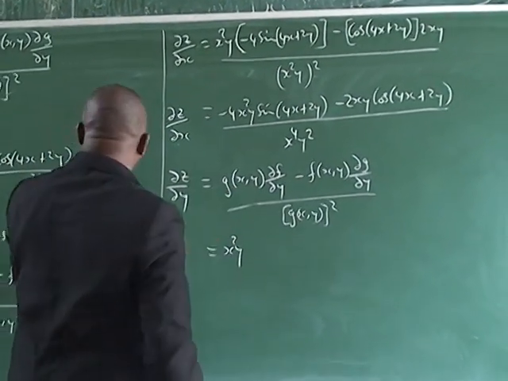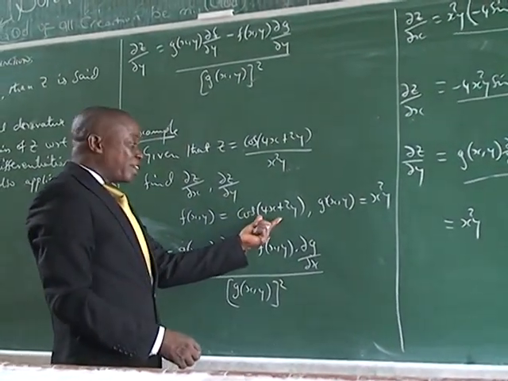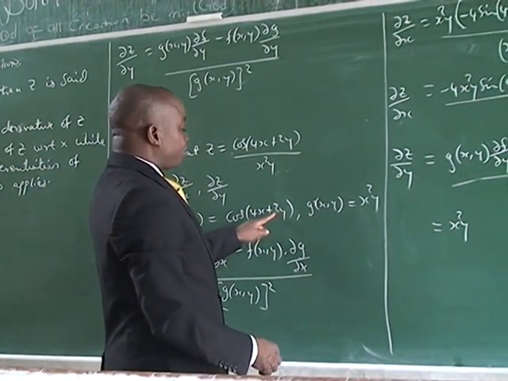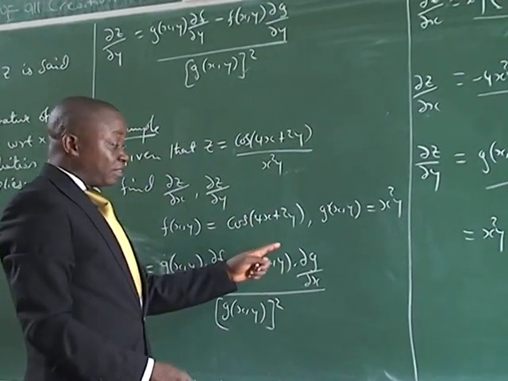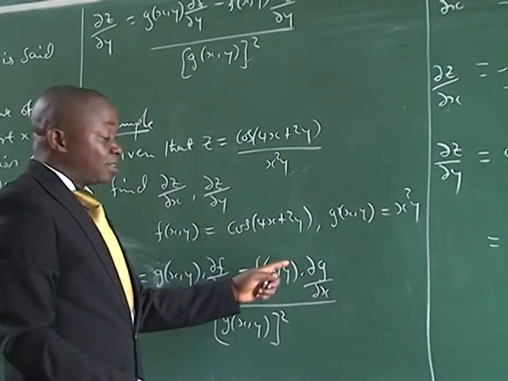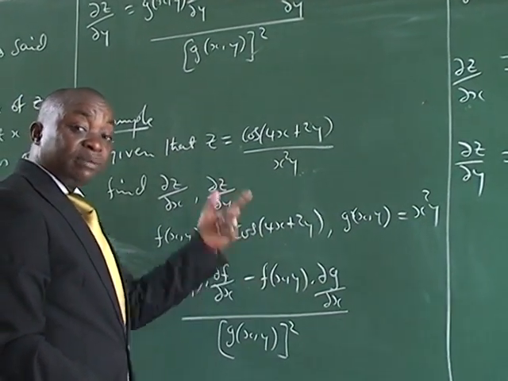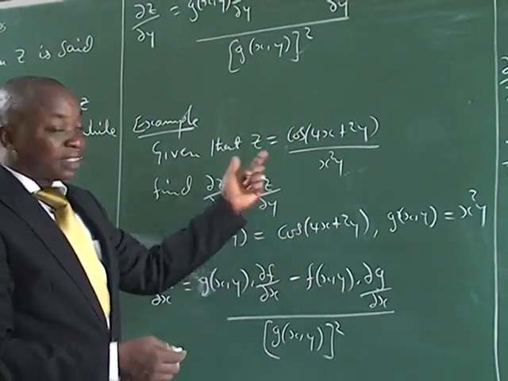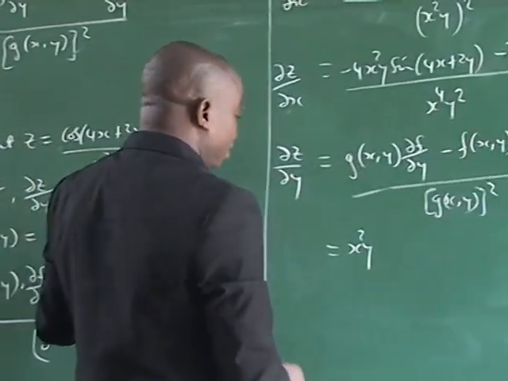Then we differentiate f partially with respect to y. If you differentiate this with respect to y, you have minus 2 sine 4x plus 2y. If you differentiate cos, you get sine. For elementary calculus, we know that you have done analytic calculus, and all those things we are talking about. So it is assumed you know it.